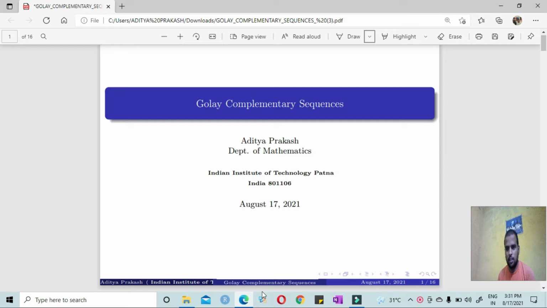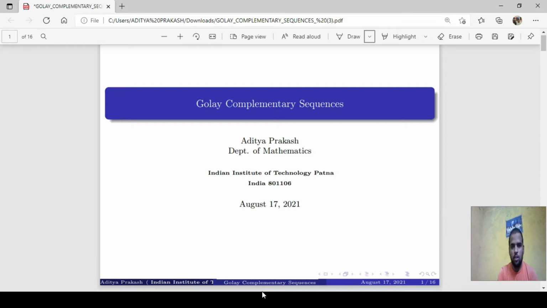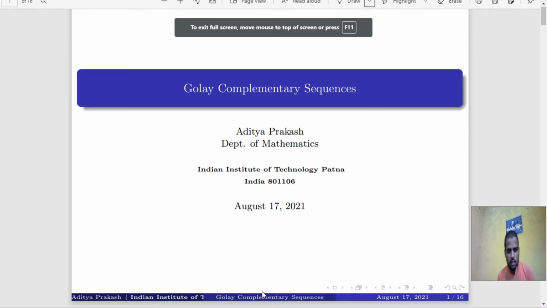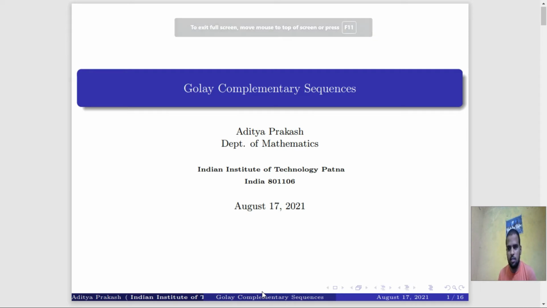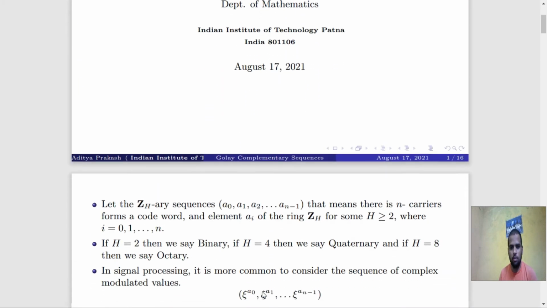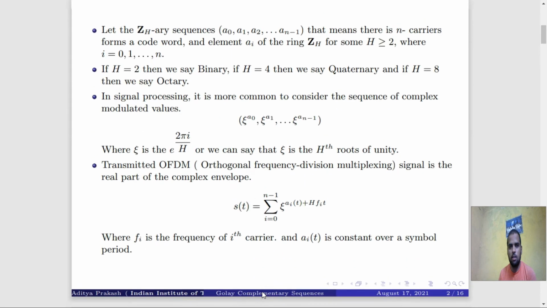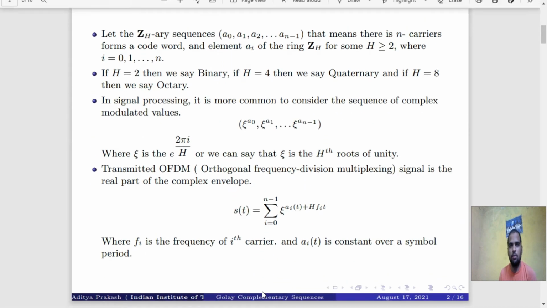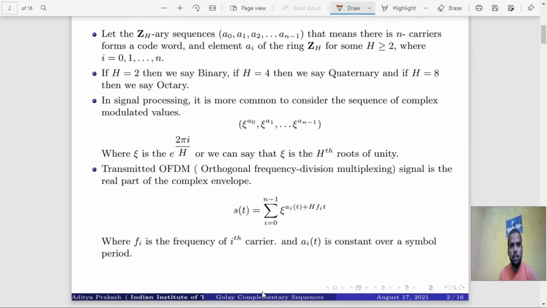I am Aditya Prakash and currently I am a research associate in the Department of Mathematics, IIT Patna, and today I will describe the Golay complementary sequence, what it is and what its basic structure is. I can explain one by one. First of all, we start from what a ZH array is.